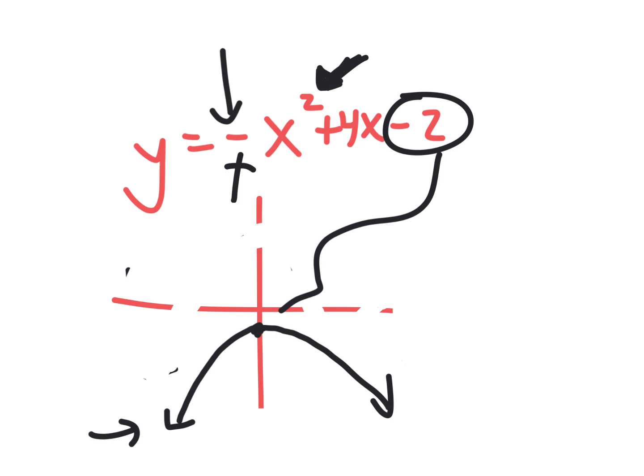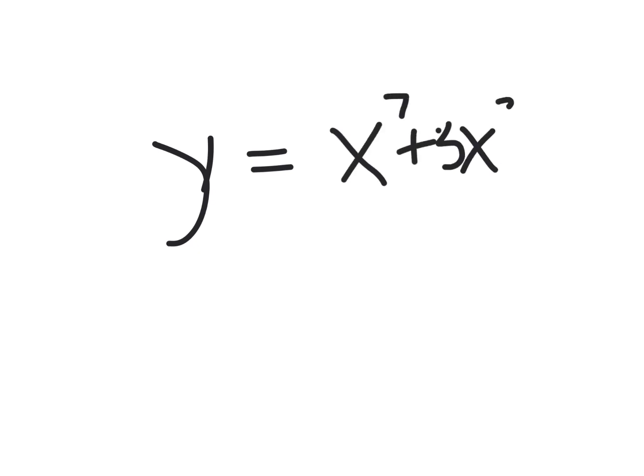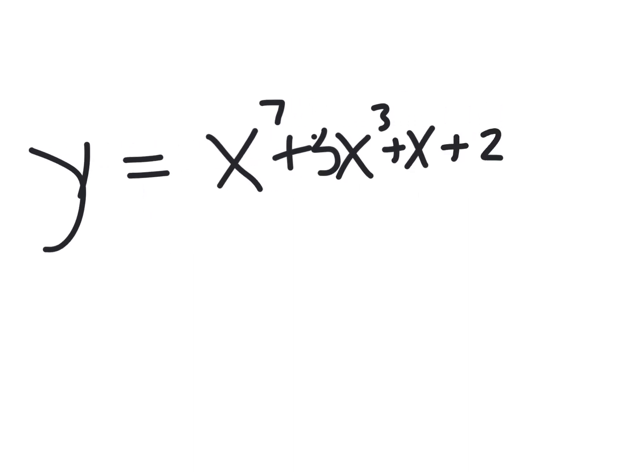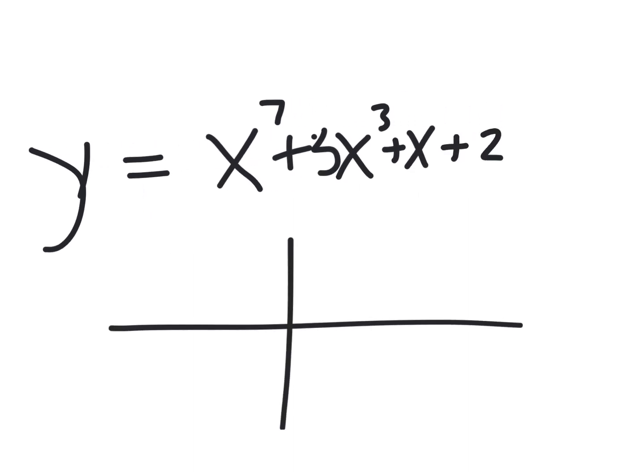Let's try one more to make sure you're really getting this. Y equals x to the 7th plus 5x to the 3rd plus x plus 2. Make a sketch. You know how the story ends. Always start on the right. Then think about whether it's the same or different on the left. And then include the y-intercept of 2.